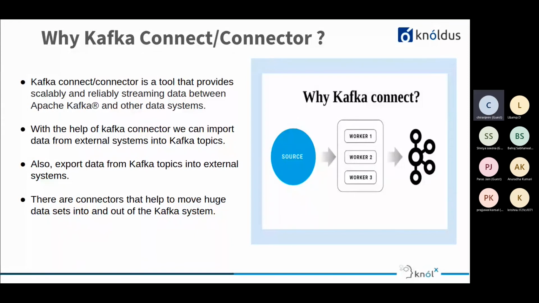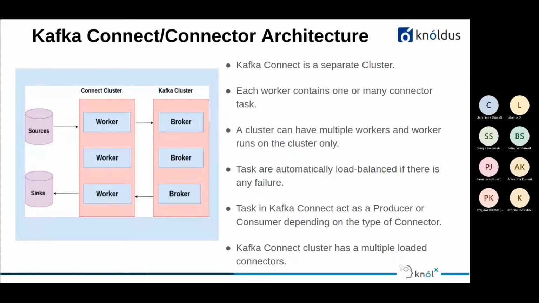Now let us see the basic architecture of Kafka Connect. Kafka Connect has three major models in its design. First is connector model, second is worker model, and the third one is data model. Inside the connector model, we have multiple workers as shown in the diagram. Each worker contains multiple connector tasks as shown in the diagram. A cluster can have multiple workers and workers run on the clusters only.